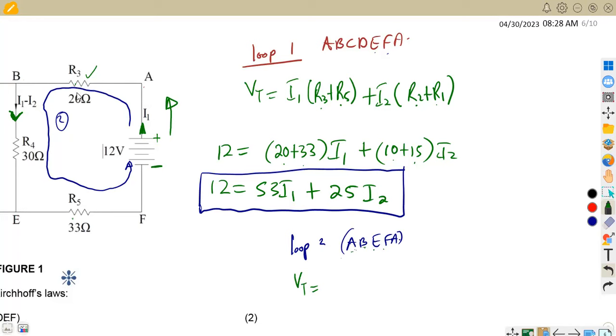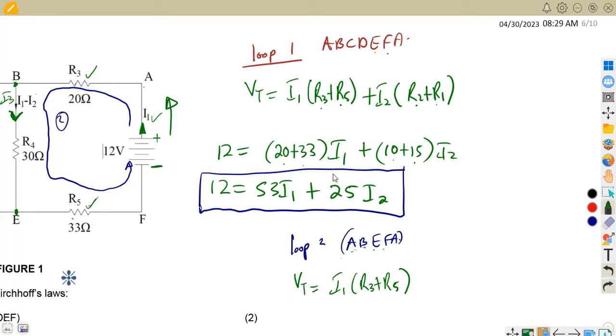So these two resistors, R5 and R3, are going to be affected by the same current, which is I1. So you're going to have I1 times R3 plus R5. We move on to the branch from B to E. On this part from B to E, the current affecting it is I1 minus I2. This was supposed to be our I3, but you are given this as I1 minus I2.